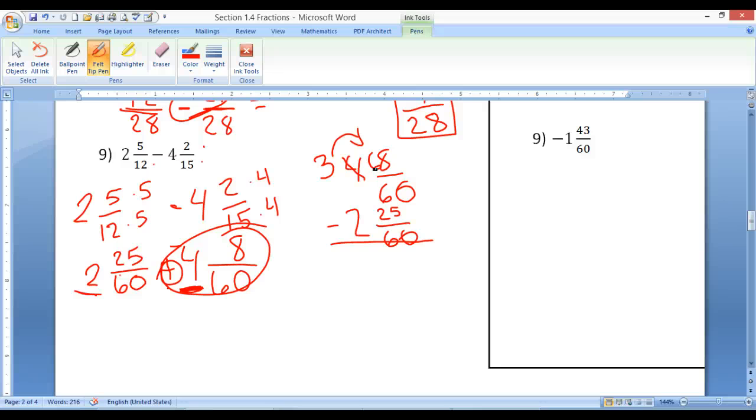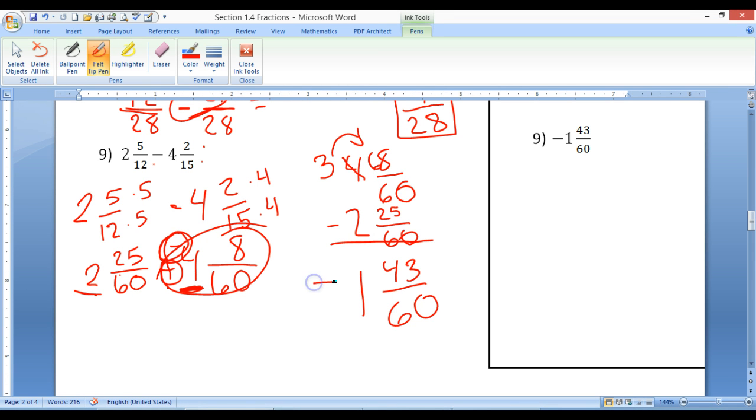Now I have a larger number in my numerator for this top portion that I can now subtract the 25. Okay, 8 minus 5 gives me 3. 6 minus 2 gives me 4. And remember, you don't combine the denominators. You went to a lot of work to get that 60, so keep it. And then we have 3 minus 2, which is 1. But we're not done. Remember, go back and check your sign.